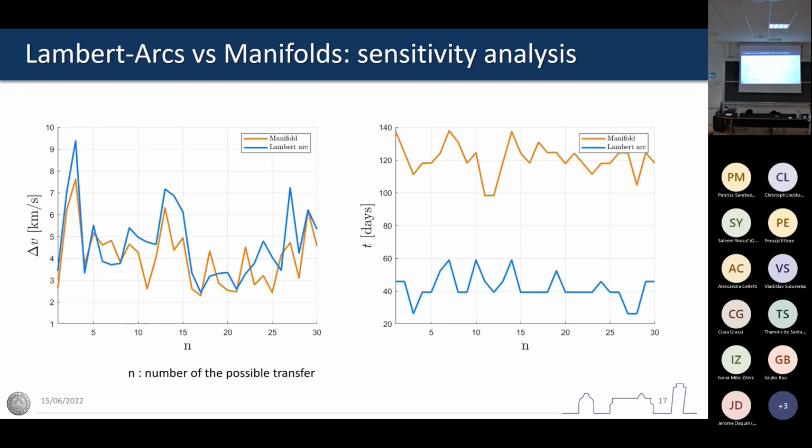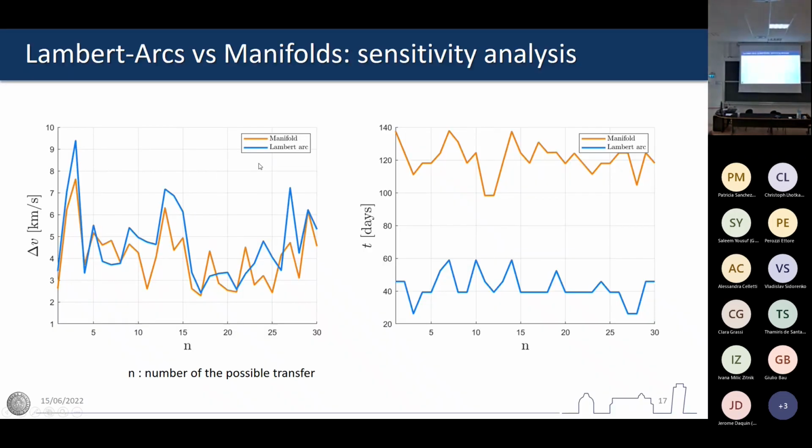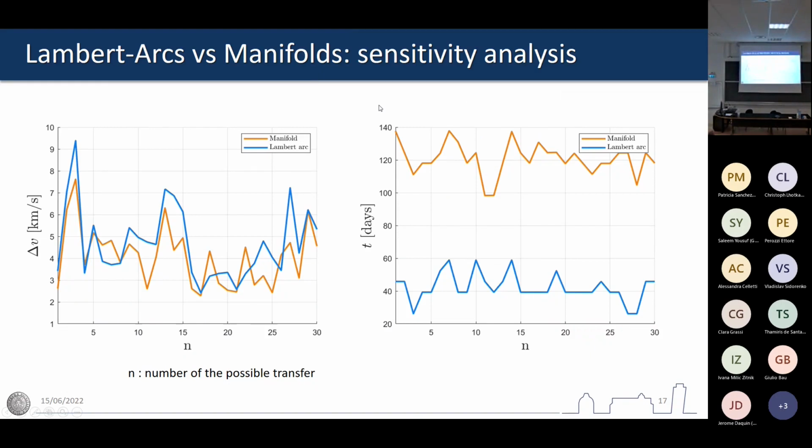Here we compared the two methods. So manifolds only, to leave the target orbit, get to the target orbit and back, or only Lambert-Arcs. And as expected, with the Lambert-Arcs, you spend way more energy. So the delta V is in kilometers per second, quite a lot. And you save a lot of time. So from 120 days, you move to 40 days.